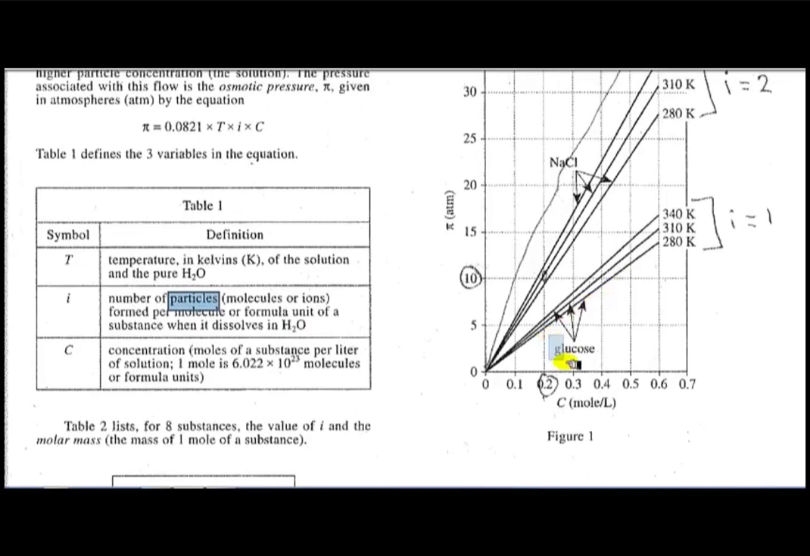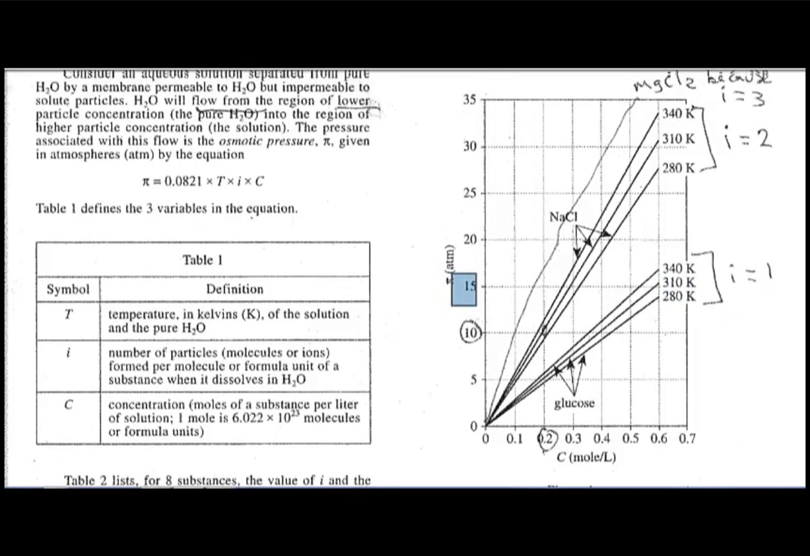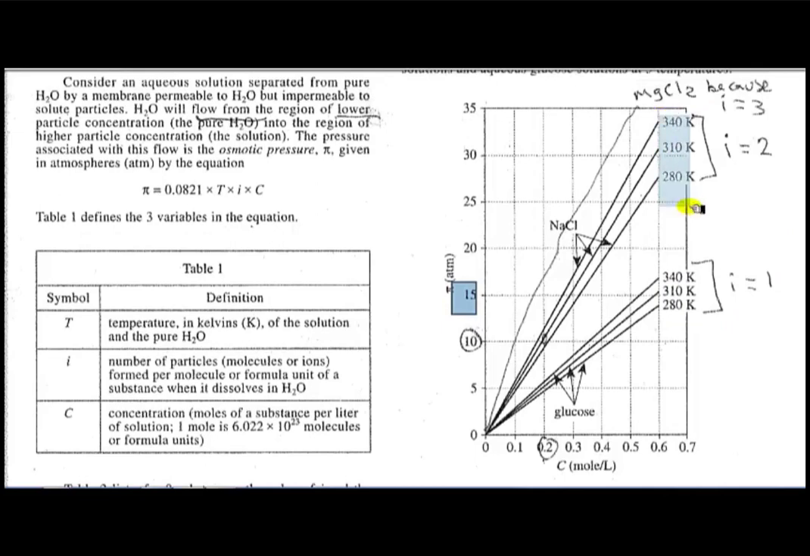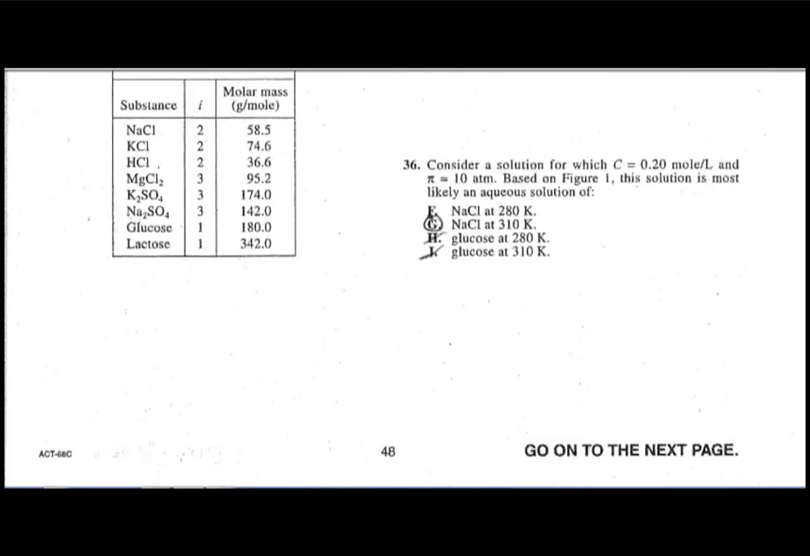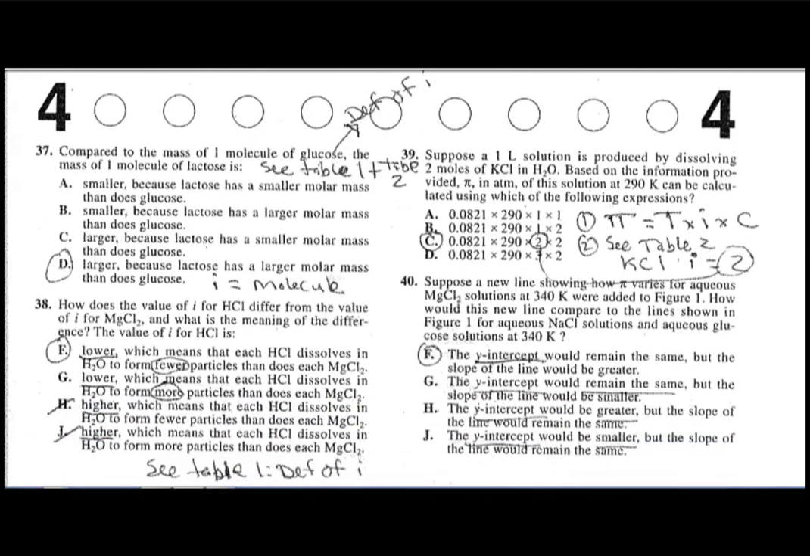Glucose, you only have 1 particle. 1 particle at 280 to 340 is 15 pi. And over here, when you double that, and now you have 2 particles, an I value of 2, you get double 15, which is 30. So what we've derived here is this. Glucose, I equals 1. NaCl, I equals 2. Go back to the problem and see what we want to do now.